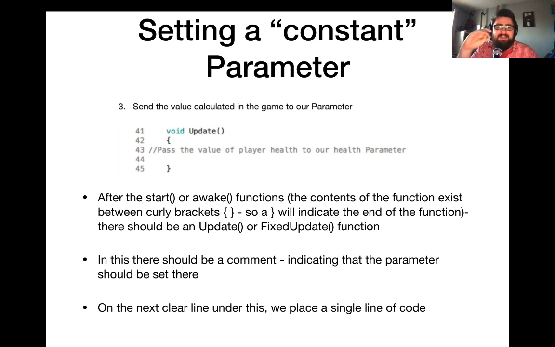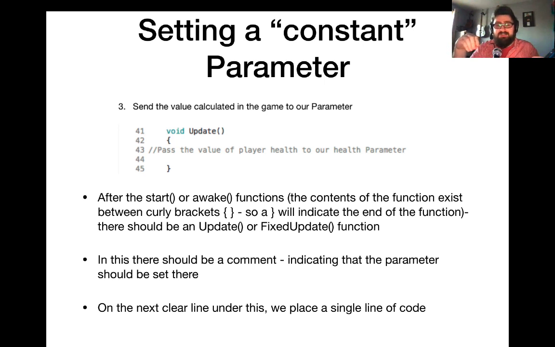We need to send the calculated value in the game to our parameter. After the start or the awake functions, again, they exist between the curly brackets. The end of the curly bracket indicates the end of the function. There should normally be an update or a fixed update function, and they're things that run on every frame of the game. So update runs on every single frame of the game. Fixed update runs on every frame of the physics engine, so multiple times a second.